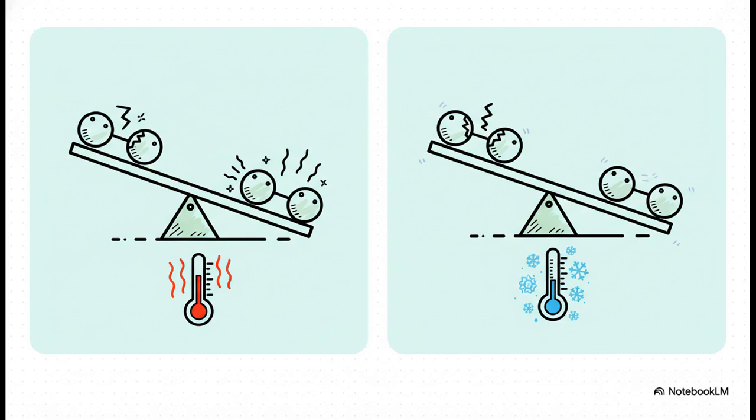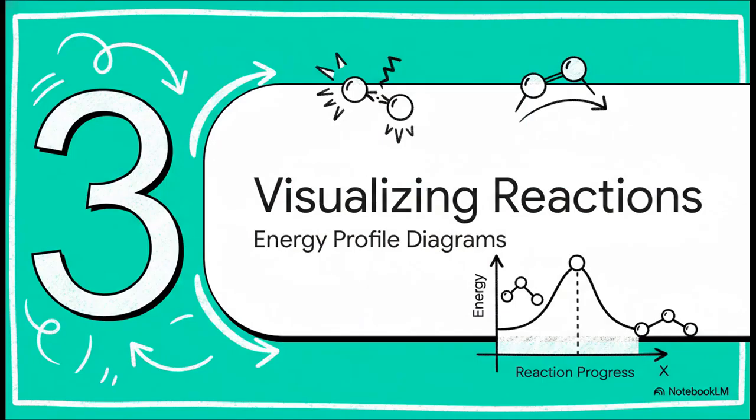For endothermic, it's the opposite. The cost of breaking the bonds is greater than the payoff. So the reaction has to pull in some extra energy from the surroundings to make up the difference, and that's why things feel cooler. So we've been talking about these energy changes, which can feel a little abstract, right?